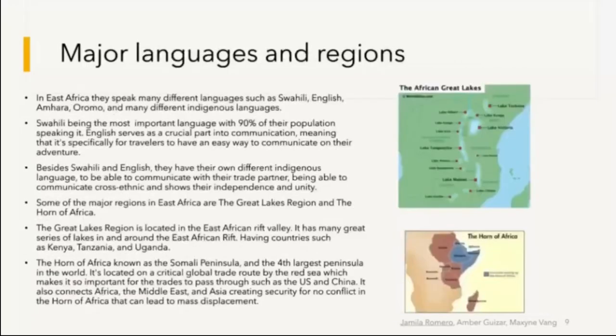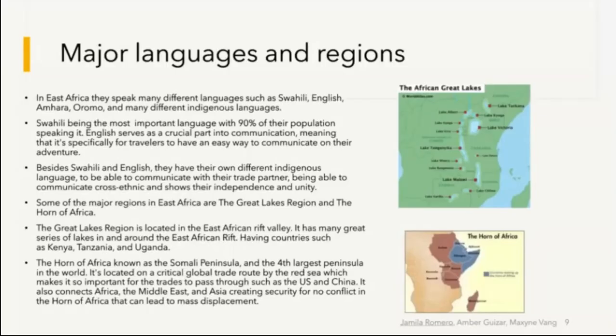Major languages and regions. In East Africa, they speak many different languages such as Swahili, English, Amhara, Oromo, and many different indigenous languages. Swahili is the most important language, with 90% of the population speaking it. English serves a crucial role in communication, specifically for travelers to have an easy way to communicate on their adventure. Besides Swahili and English, they have their own indigenous languages to communicate with their trade partners, communicate cross-ethnic, and show their independence and unity.